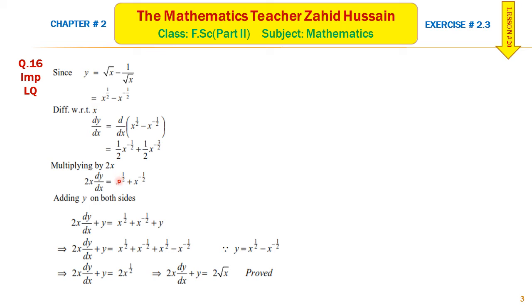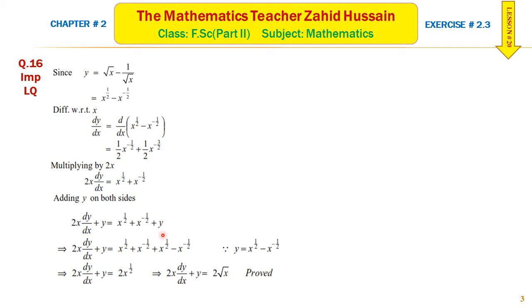When we multiply this by 2x, we get x to the power 1 over 2. Multiplying 2x with this, 2 will be cancelled with this, and x to the power 1 and minus 1 over 2 will give you plus 1 over 2, and then plus x to the power minus 1 over 2 when you multiply this by 2x. Now in the expression which we need to prove, plus y is also there with dy over dx. So in this expression we will add y to both sides. 2x dy over dx plus y is equal to x to the power 1 over 2 plus x to the power minus 1 over 2 plus y.